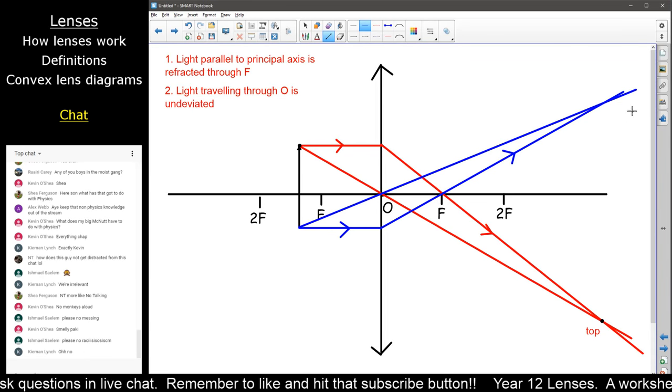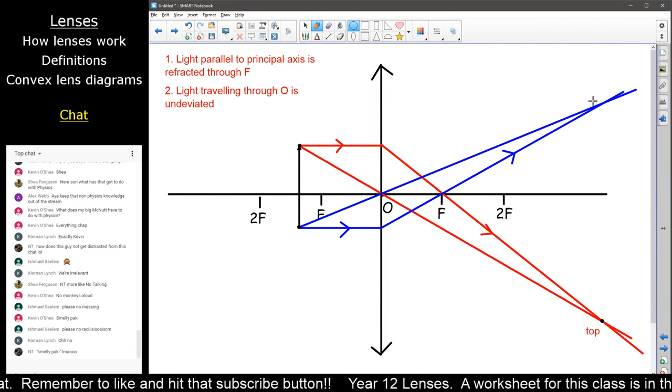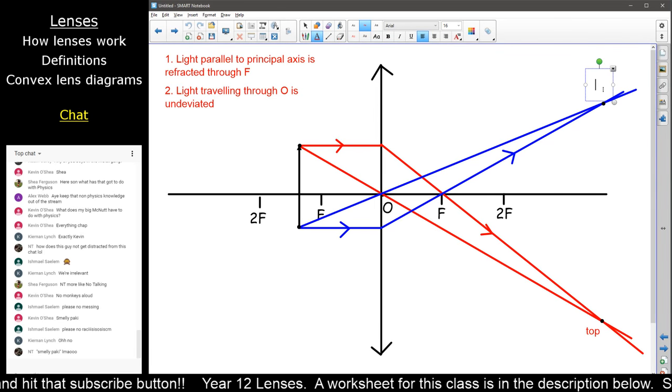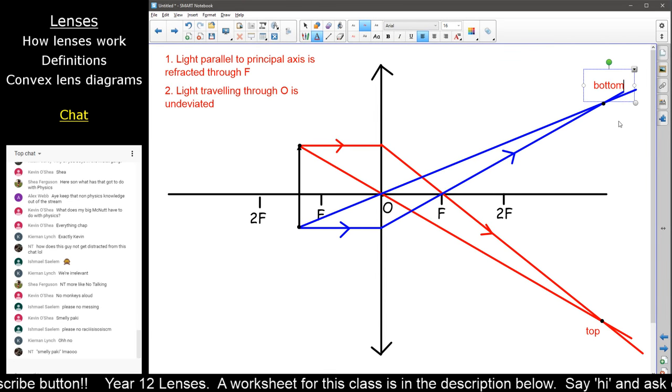Okay, so that's roughly a crossover point for here. So if I go, right, this comes from down here at this perfect point and rearranges itself up here at this perfect point, then this is where the bottom of my image is going to be. Does that seem reasonable?